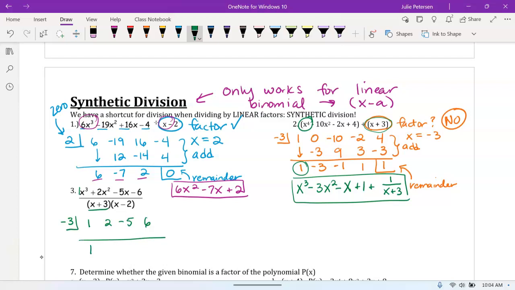So bring down the 1. Negative 3 times 1 is negative 3. Add these up, I get negative 1. A negative times a negative turns positive. Add those up, I get negative 2. Negative times negative, negative 3 times negative 2, I get 6. Oh, I forgot my minus sign on that original problem. There we go. 1, 2, negative 5, and negative 6. Those are my coefficients. So when I look at these, negative 6 and 6 add up to 0. So we can say, yeah, x plus 3 is a factor.